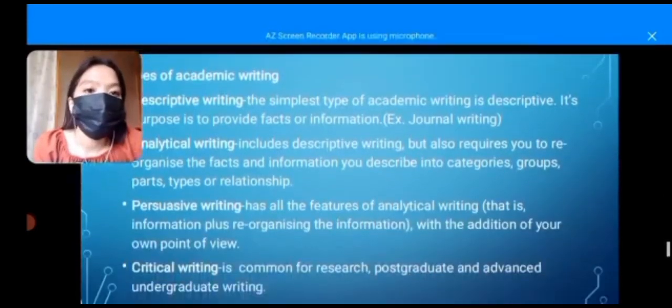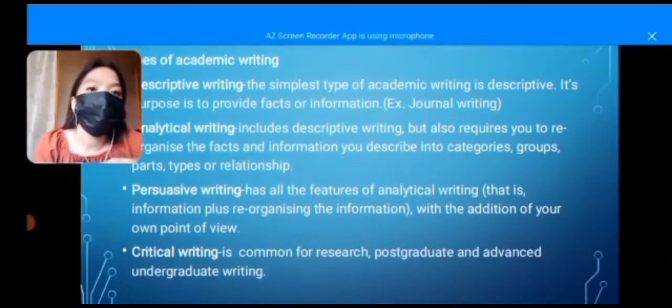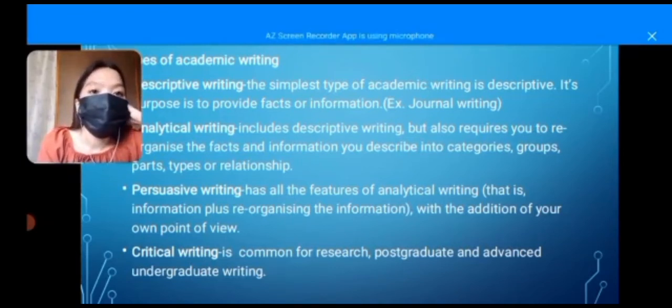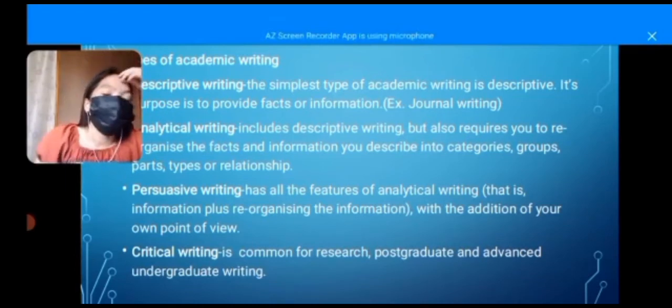So, let's move on to types of academic writing. We have four types of academic writing. We have descriptive writing, analytical writing, persuasive writing, and critical writing. Let's go first to descriptive writing. Descriptive writing is the simplest type of academic writing. Its purpose is to provide facts or information.